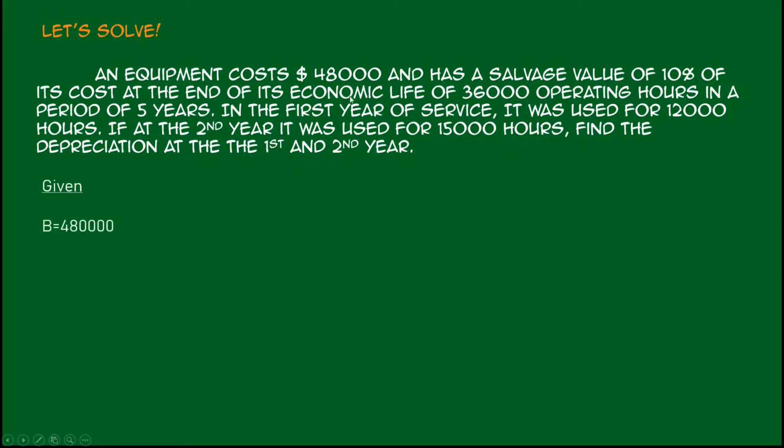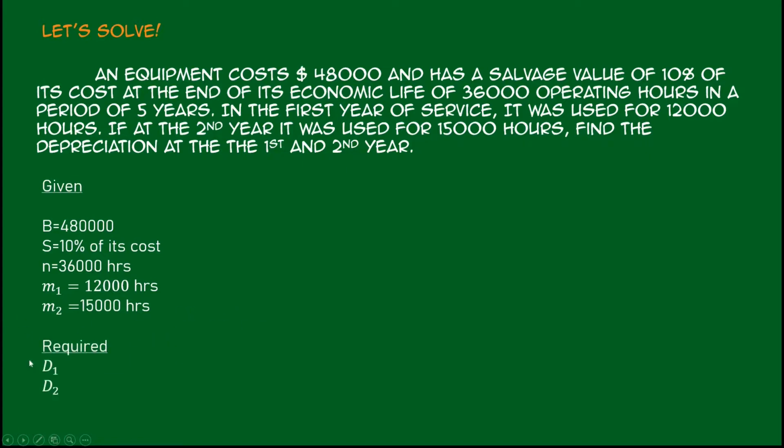So given, the first cost is 480,000 and it has a salvage value of 10% of its cost. That means 10% of 480,000. And N is 36,000 hours because it is the economic life of the equipment, the life of service. And then for M, there are two: the first year is 12,000 hours of use, and in the second year, 15,000 hours of use. The question is, how much is the depreciation amount after those years, okay?